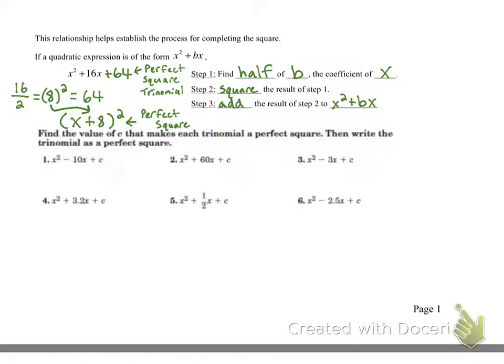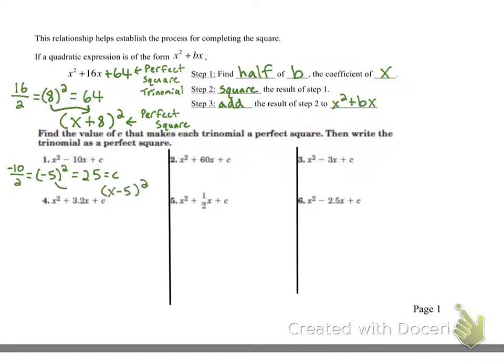So if you look at number 1, negative 10, you're going to divide it by 2, which gives you negative 5. When you square negative 5, that gives you 25, which is c. Well, it's also asking you to find the perfect square. The perfect square binomial, all you'll do is take that negative 5 and plug it in. So you have x minus 5 squared. If that had been a positive 5, it would have been x plus 5 squared. But since it's negative, you get x minus 5 squared.